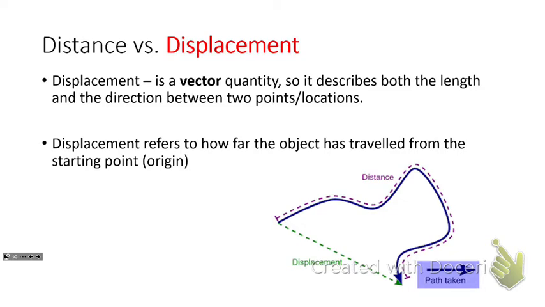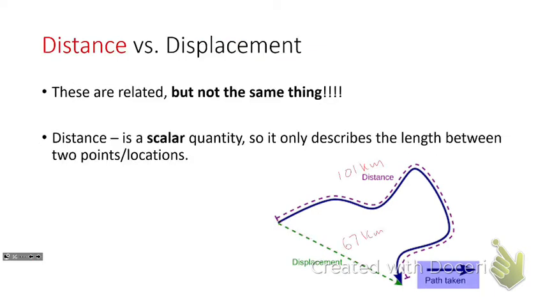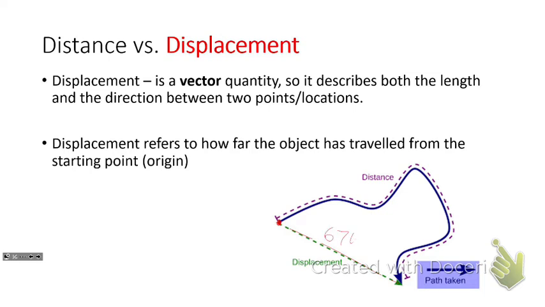In this case, we would say this is our origin. So how far are we from that origin? If this was my Vauxhall example, if I drove 67 kilometers, 67 kilometers would be my displacement from the origin. Displacement is how far something has traveled from the origin. That's really important. Make sure you write that down. Put a star beside it.